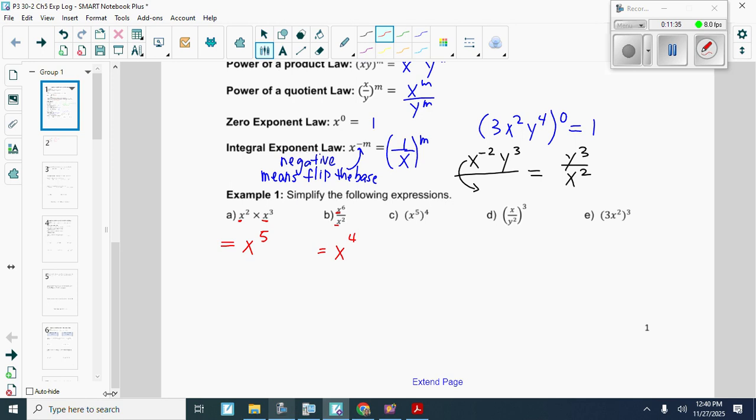All right, this one was called power of a power. Okay, when you take an exponent of an exponent, what do you do with those exponents? You multiply them. Yeah, absolutely, guys. Okay, x to the power of 20.